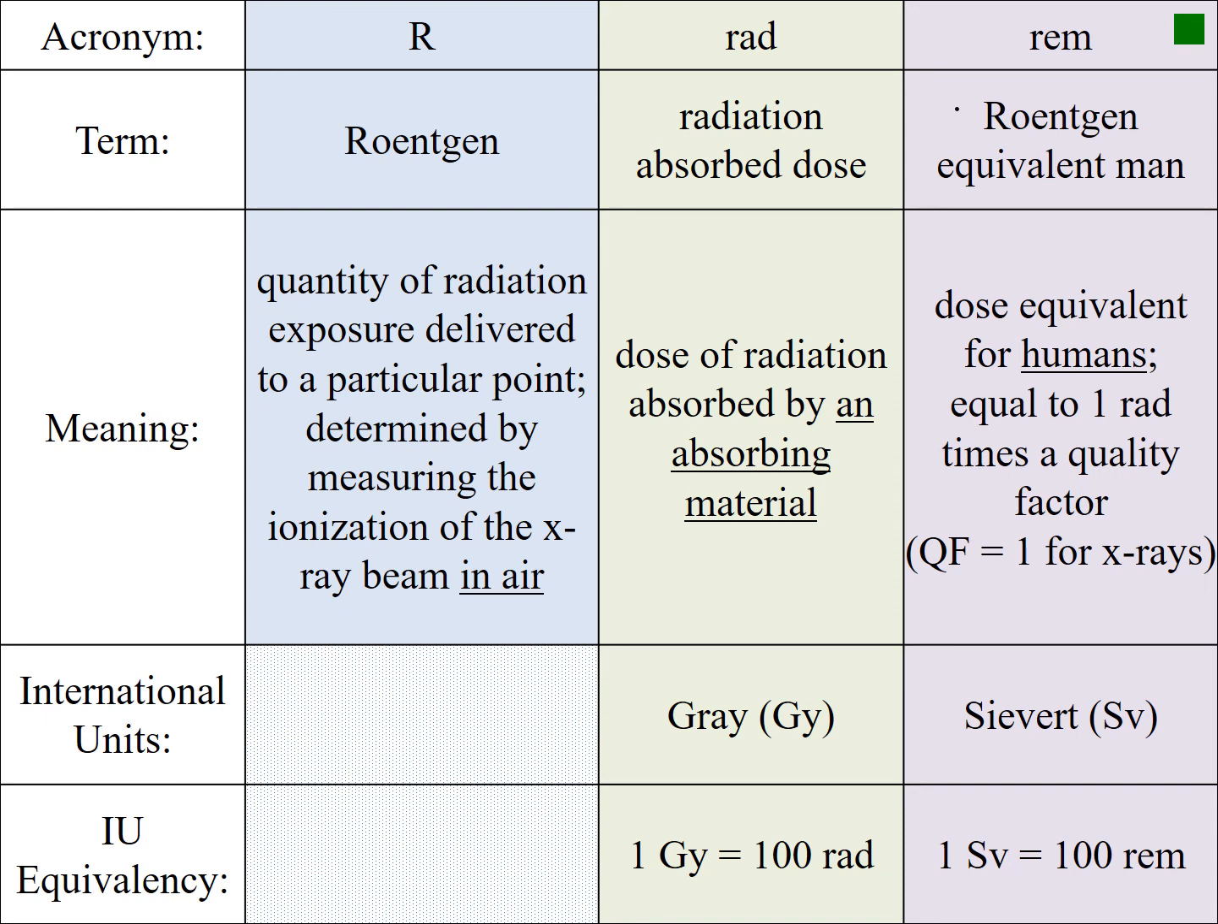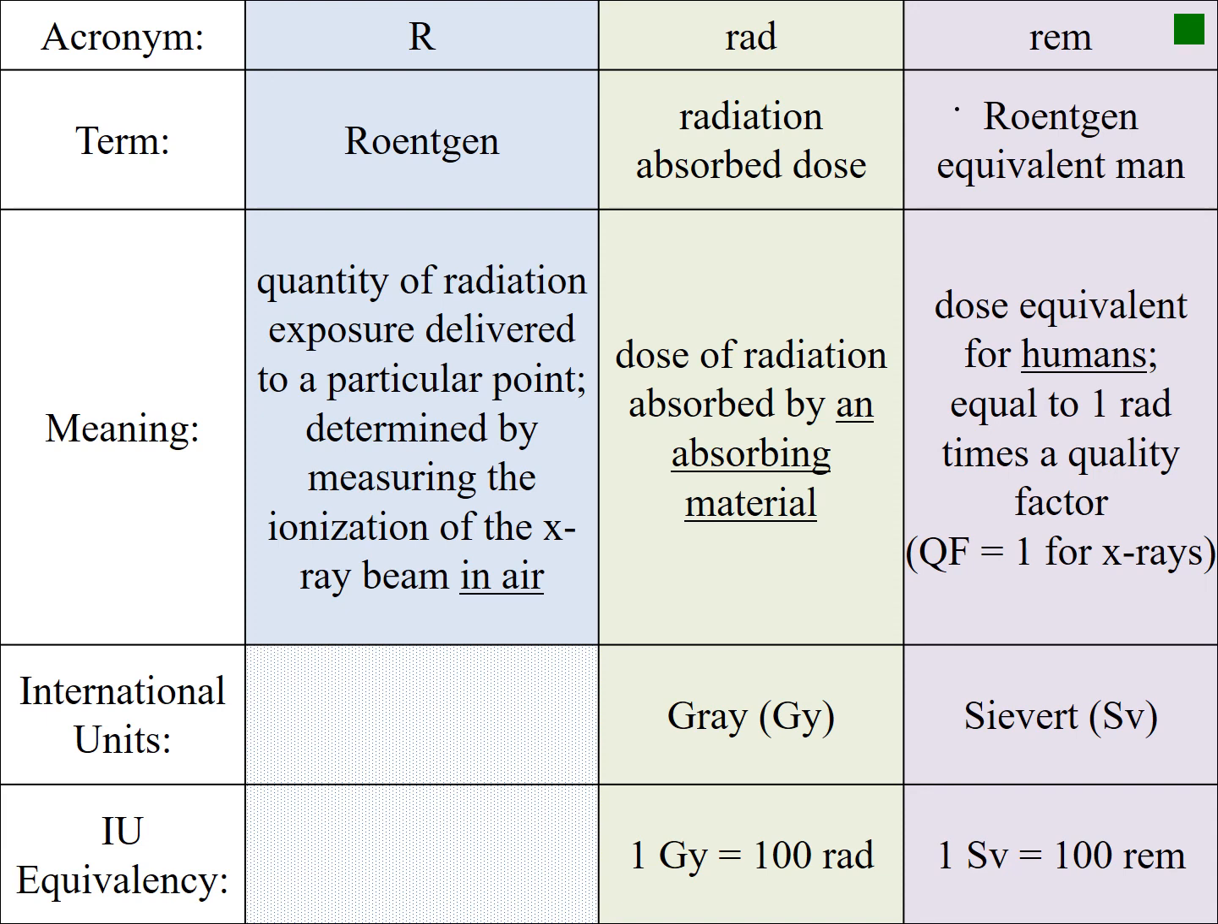So the rem unit, international unit, is called a sievert, and then the non-international unit is called a rem. So 1 sievert is 100 rem. So you should remember 1 gray is 100 rad, 1 sievert is 100 rem. And then rem is the one that you're going to see reported in your dose reports from the lab.